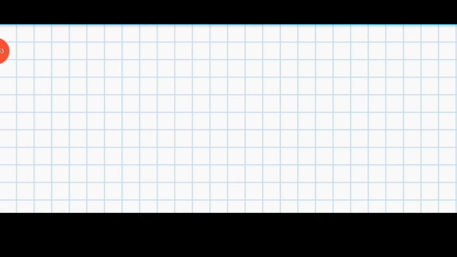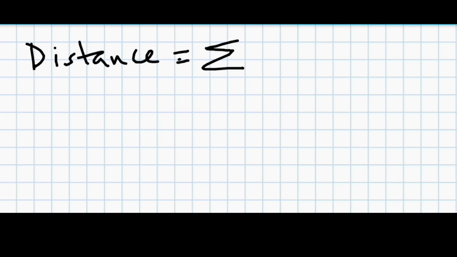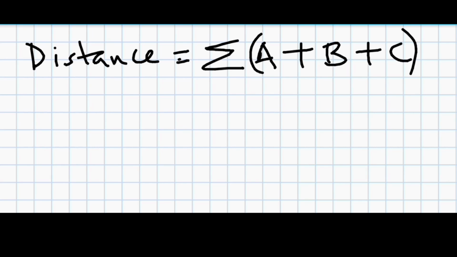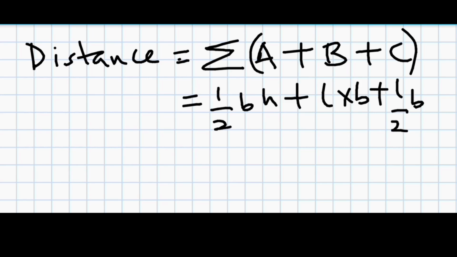To get the total distance covered, we say total distance covered equals the sum of areas in region A plus region B plus region C. That is, we already got this as half base times height for region A, plus length times breadth in region B, plus half base times length in region C.